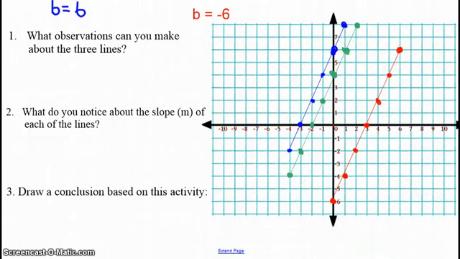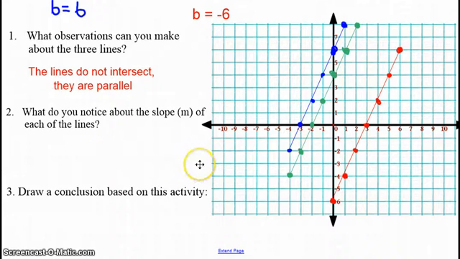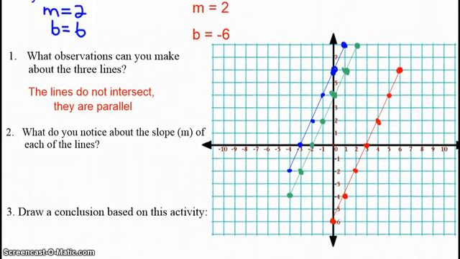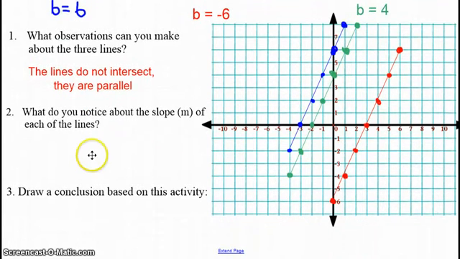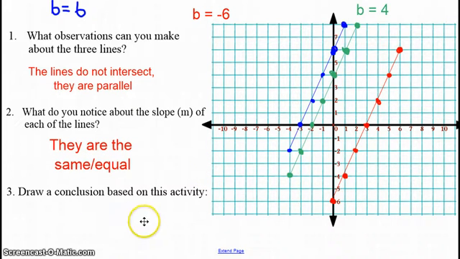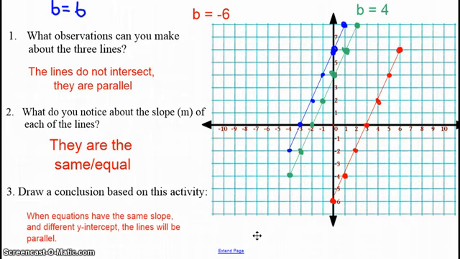Some possible answers that you could have gotten for question number 1 is, the lines do not intersect, they seem to be parallel. What do you notice about the slope of each of the lines? So the slope was your m term, so we're going to go back and look at our m equals 2, m equals 2, m equals 2. What do you notice about those slopes of each line? They're the same, or they are equal. And to draw a conclusion based on this activity, when equations have the same slope and different y-intercepts, the lines will be parallel.